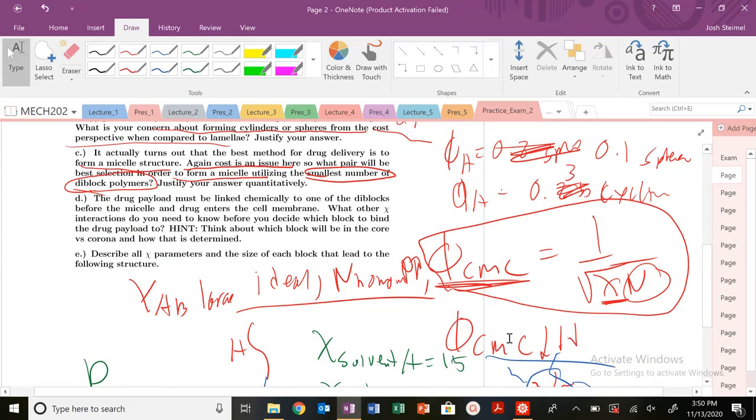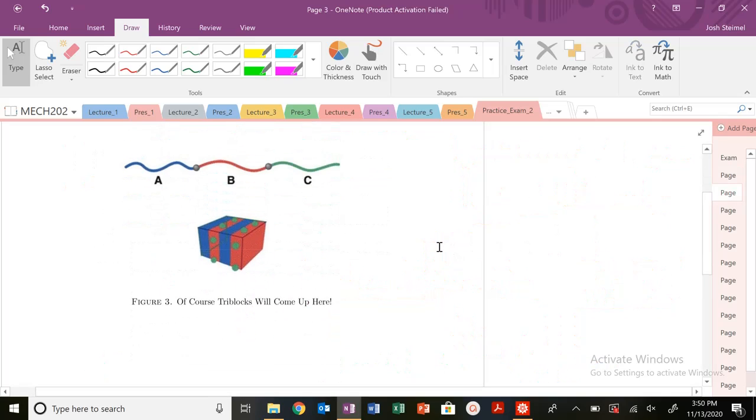So finally, describe all the chi parameters and the size of each block that lead to the following structure. You're going to get one of these on the exam. So how do we approach this? Are there any interactions where there's no touching? Yeah, so we know that chi AC is going to be very, very, very large because our blue block and our green block do not touch at all. So that's going to be very, very large.